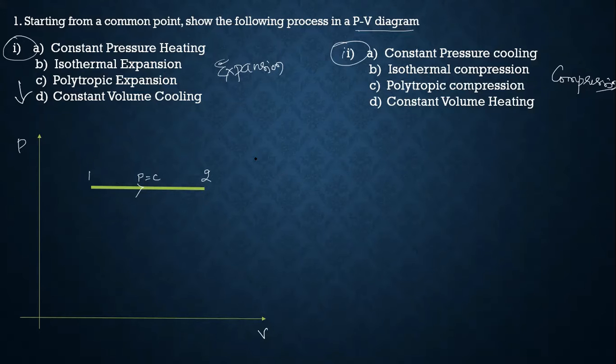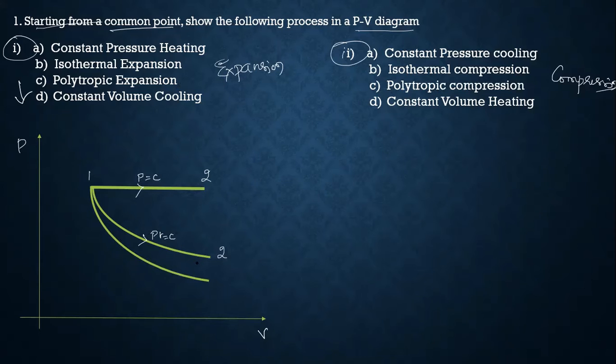The second process, it is isothermal expansion process. In the isothermal expansion process, they said starting from a common point. Therefore, I have to write this curve to the state 1 itself. Therefore, this becomes state 2. And this is the path. And governing law, it is PV is equal to C. Isothermal expansion: pressure decreases, volume increases.